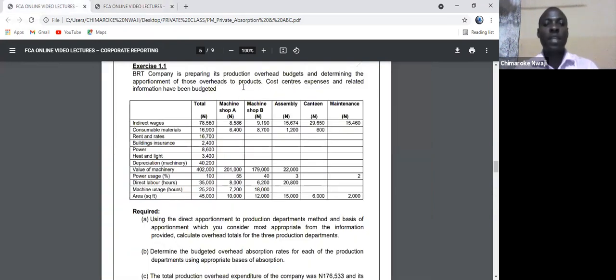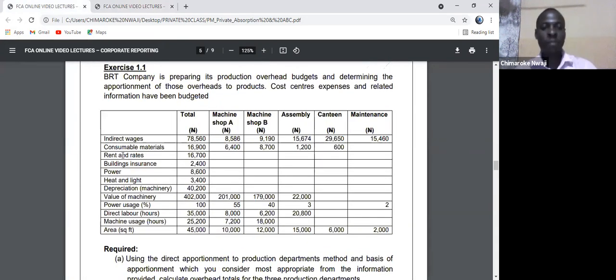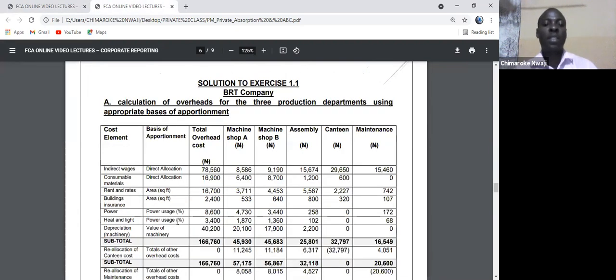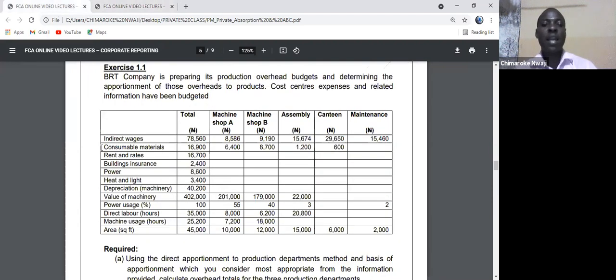The next one here is your consumable materials. Your consumable materials here have been directly allocated. There is nowhere consumable materials can be allocated to maintenance, so maintenance does not have it. So everything here has been allocated. It's direct allocation. That's fine. Maintenance has 0. The next one here is rent and rates.